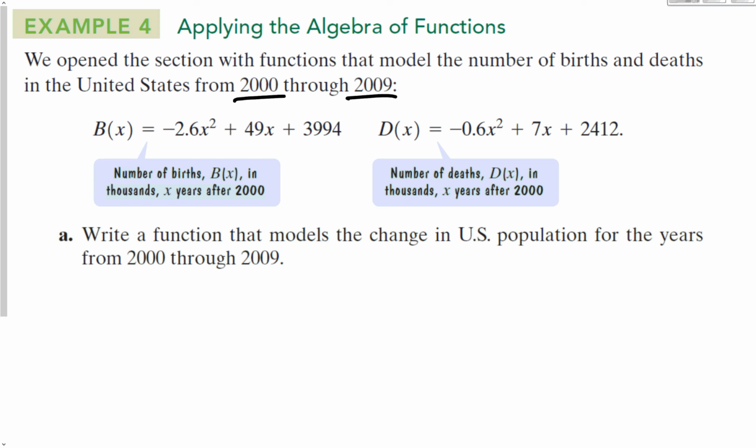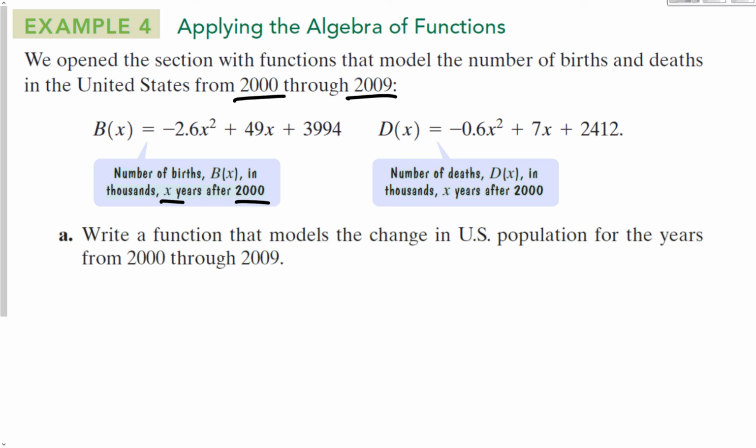Well, if I look at this, the domain of this function is really simple to find out because I read the problem and it says the domain is from 2000 to 2009. So x years after 2000. So the domain here is going to be 0 through 9.